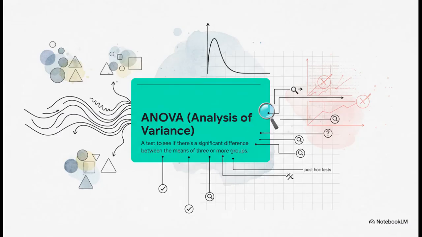So, an ANOVA, which stands for Analysis of Variance, is an absolutely fantastic tool. The best way to think about it is like a smoke alarm for your data. It's amazing at telling you, hey, there's a fire somewhere in the house. But it doesn't tell you which room is on fire. It just screams that a difference exists somewhere.